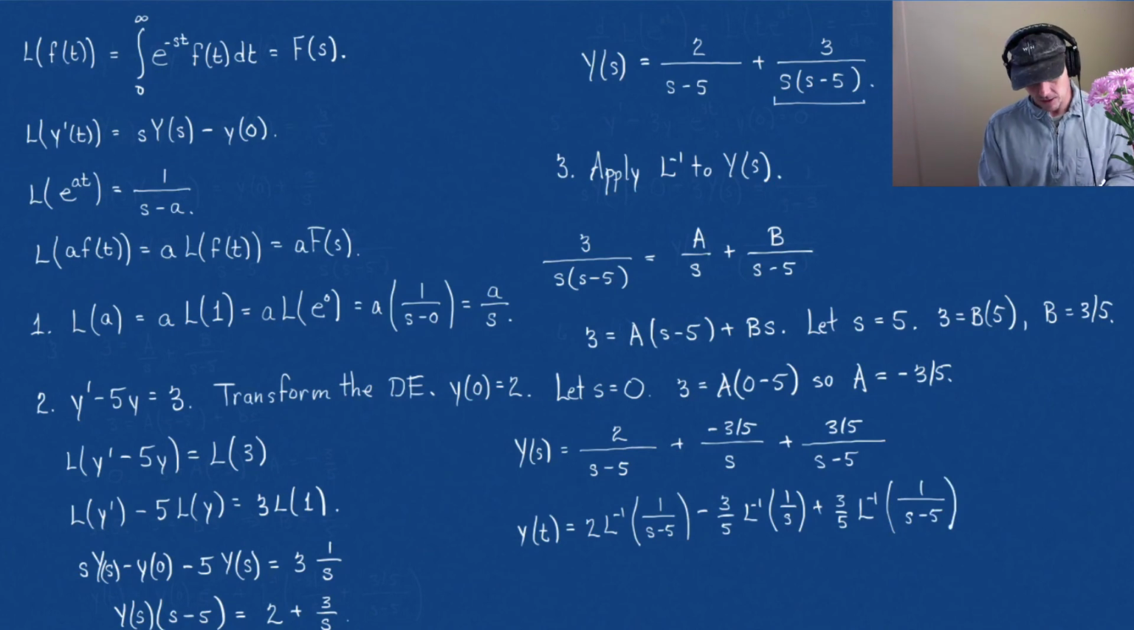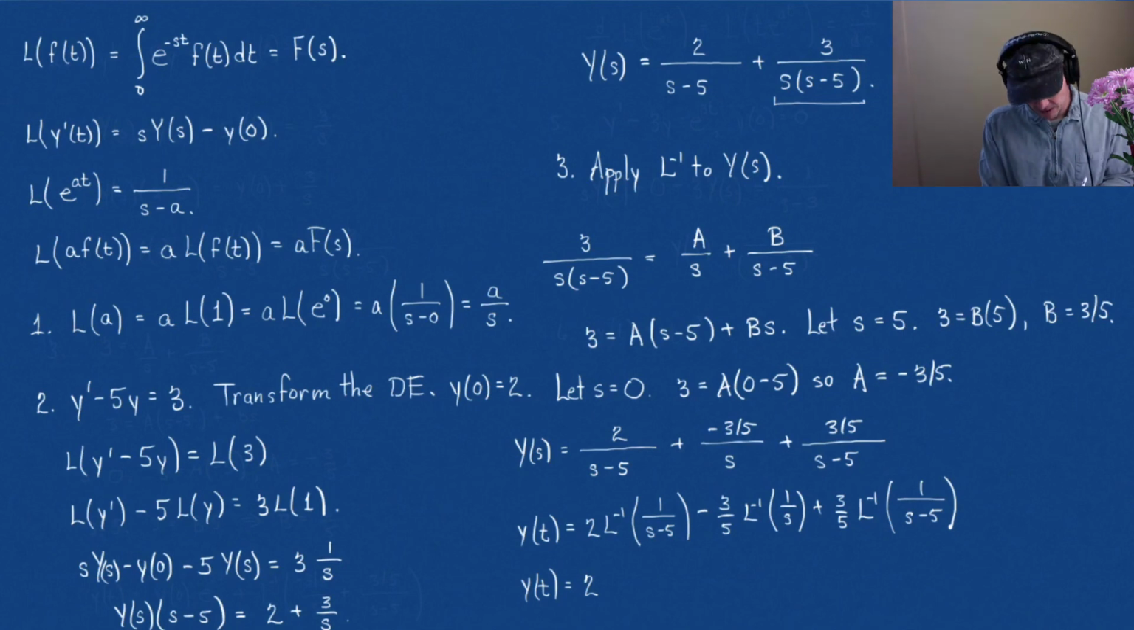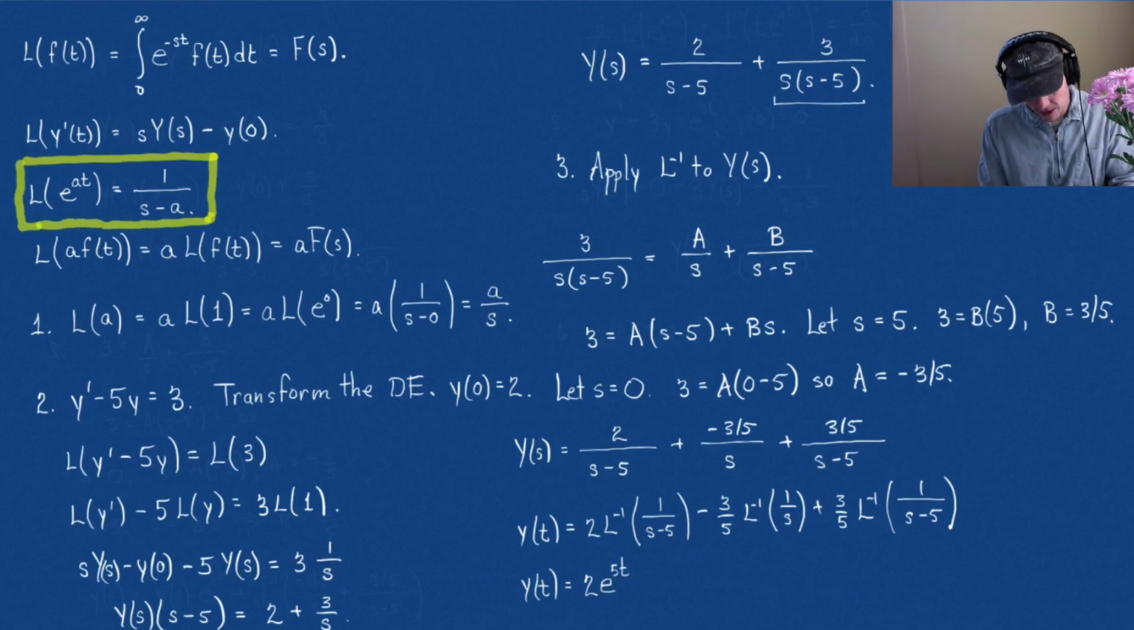And now we can do that. So we can say that y of t is equal to 2 times the inverse Laplace of 1 over s minus 5, which is just e to the 5t. And really all we're doing is applying this Laplace transform principle right there. You notice I had a minus 5, so I just put a 5 in the a position on the exponential.